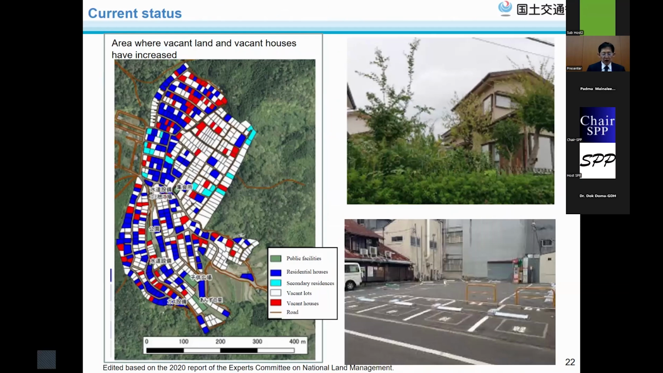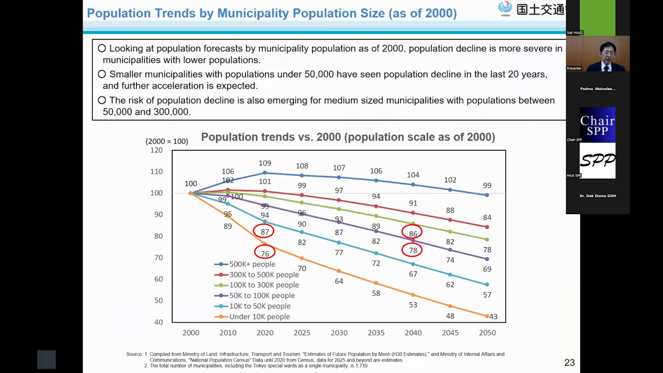But specifically speaking, this is the situation of the regions. The navy blue is where people are living, and the blue is the second homes. The white is where there's open land. And if you look at the right-hand side, this is a house which has been left vacant and where shrubs are growing all over the house. And when the houses are demolished, they become parking lots because you can't fill them with new houses.